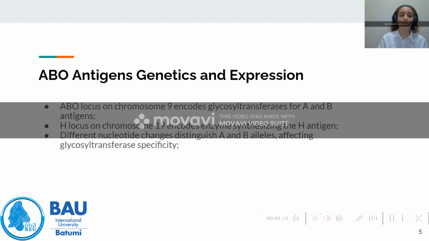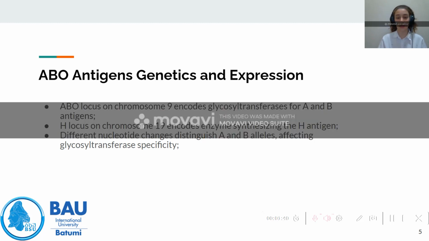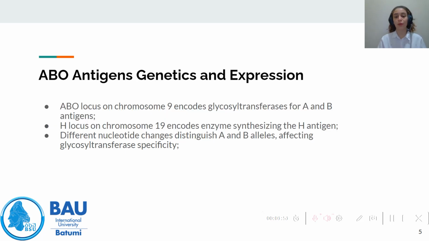Now about the genetics and the expression of these ABO antigens. So the ABO locus is present on chromosome 9, and this ABO locus is responsible for the glucosyltransferases A and B, and we need these glucosyltransferases for the expression of the antigen A and the antigen B. However, the H antigen, which is the base of both the A and the B antigens, is present on the H locus on chromosome 19. And so these different nucleotide changes distinguish between the A allele and the B allele, and it is affected by the glucosyltransferase specificity for each of them.